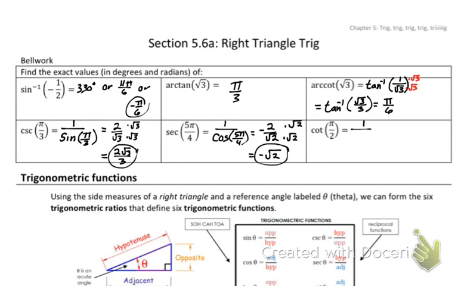1 over tangent of pi over 2, which means it's undefined. It's the reciprocal of undefined, right? And the reciprocal of undefined is 0. So what's actually happening here, if you want to see the math behind it, it's 1 over 0 over 1, which equals 1 over 0, which does equal 0.